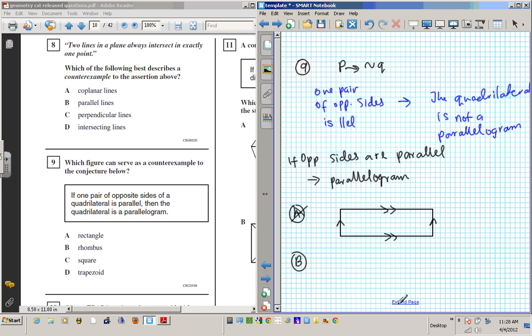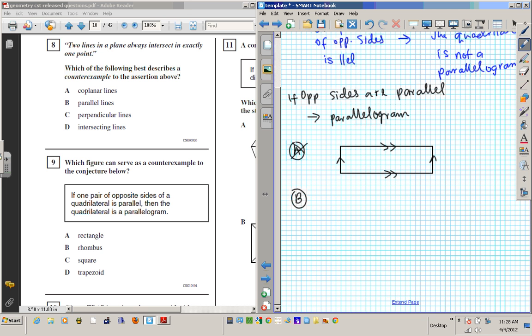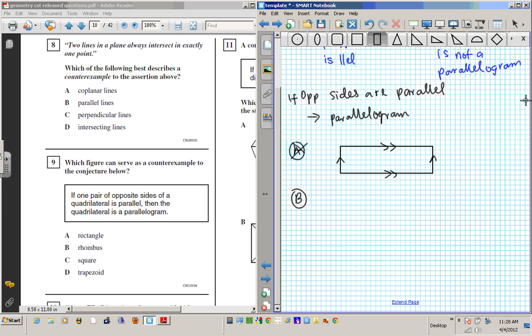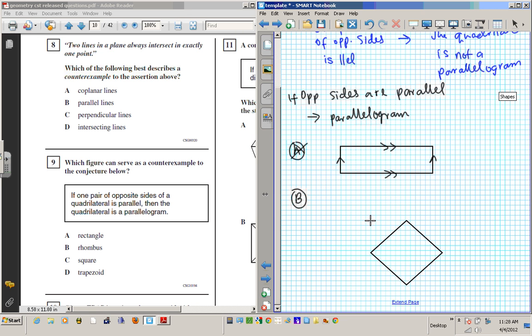B, a rhombus. What is a rhombus? A rhombus is a parallelogram with four congruent sides. So something like this is a rhombus. This side is parallel to that side, and that side is parallel to that side. But all four sides are congruent: one, two, three, four. So is this a parallelogram? It is. So this is not a counterexample.